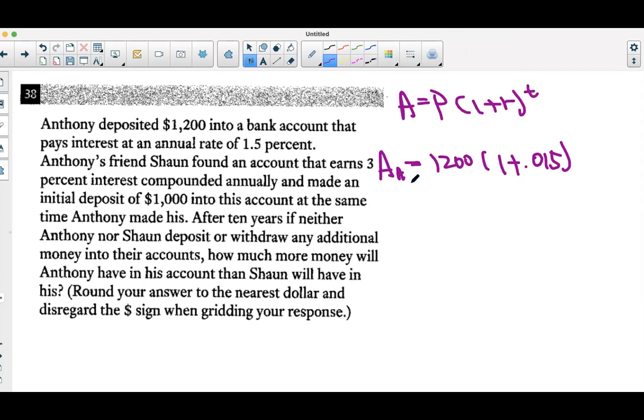So that first one is this one, and I believe it was 10 years, wasn't it? So I'm going to put 10 here. How about the amount of money for Sean? It'll be $1,000 times 1 plus 0.03, because it's a 3% interest rate, right? To the 10. So I have to figure out each value and then find the difference. I'm going to use the calculator to do it.